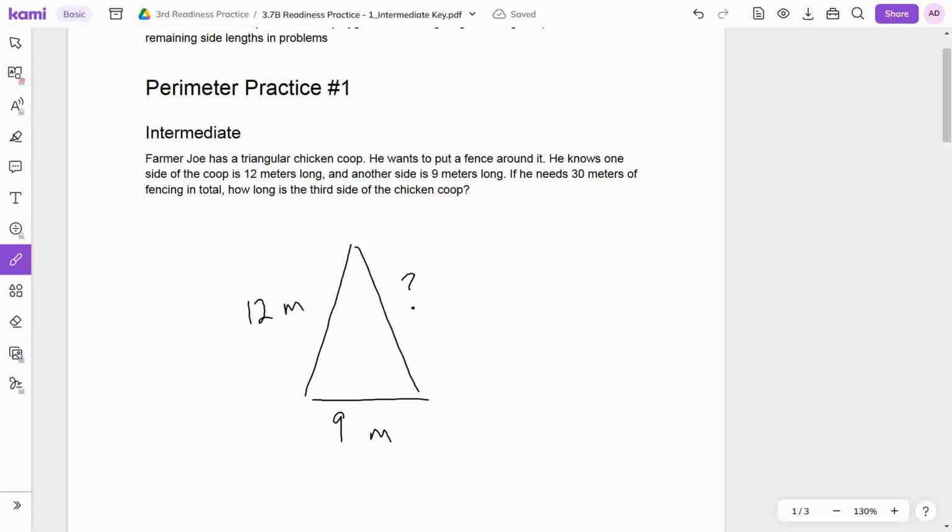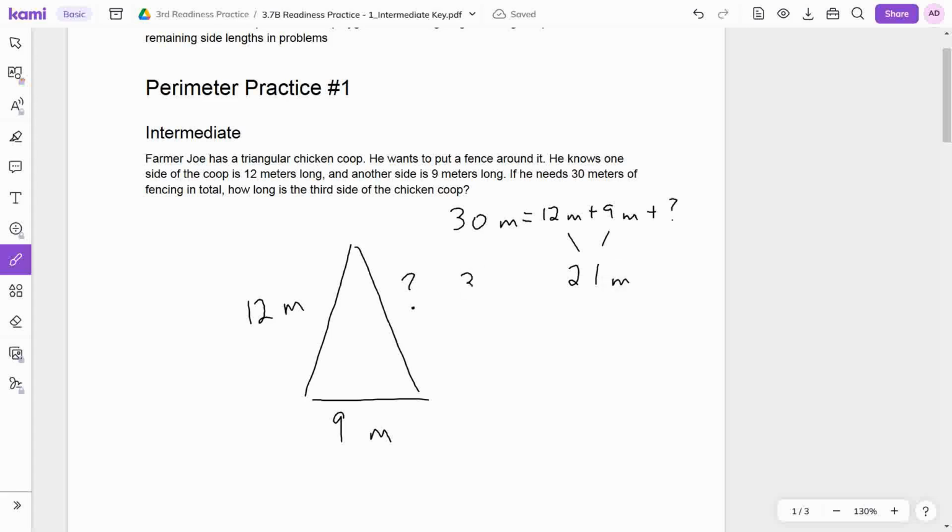And so we know the perimeter is the distance around an object. Right, so 30 meters is going to equal the one side that's 12, the one side that's 9, plus our unknown. So let's figure out what is 12 and 9. All right, so 12 and 9, that is 21. Okay, so 12 and 9 make 21.